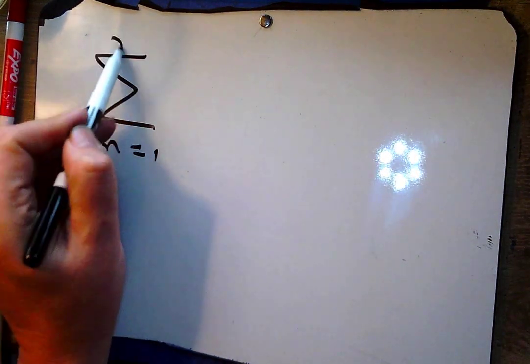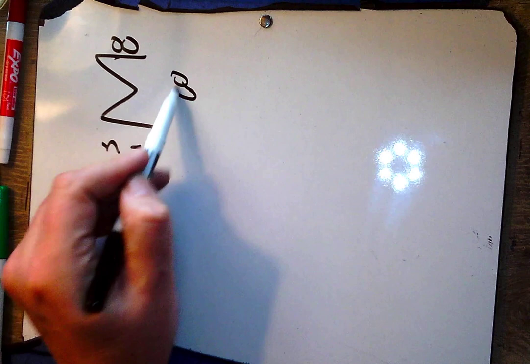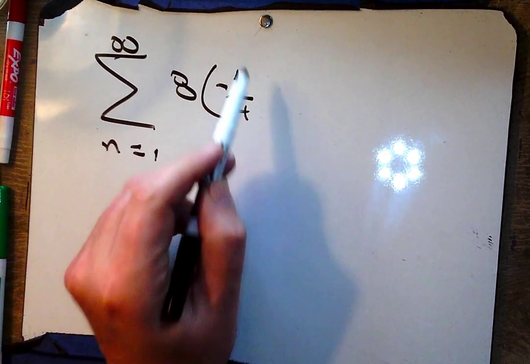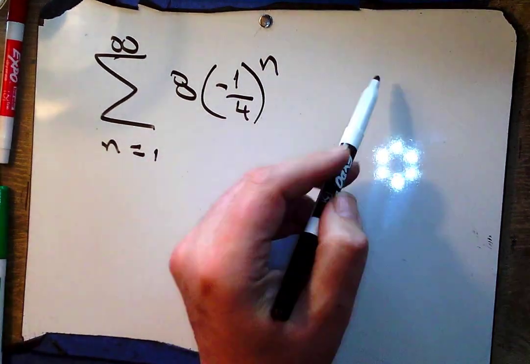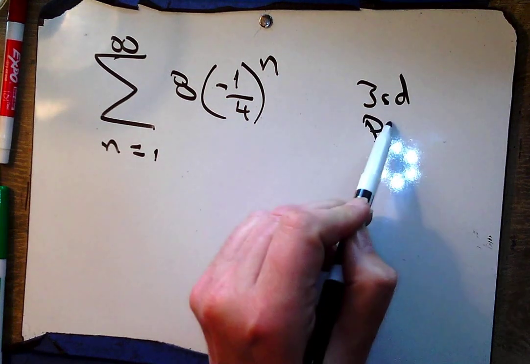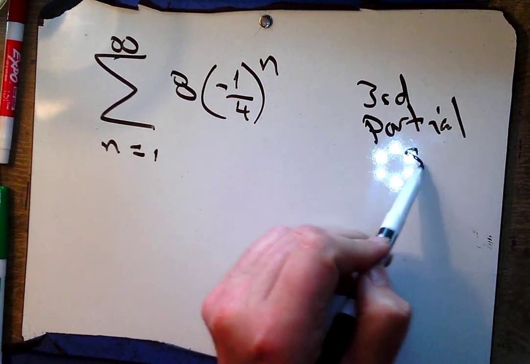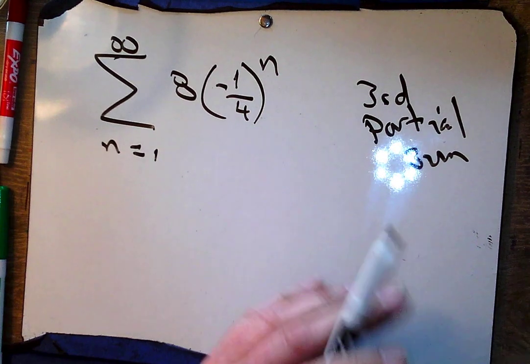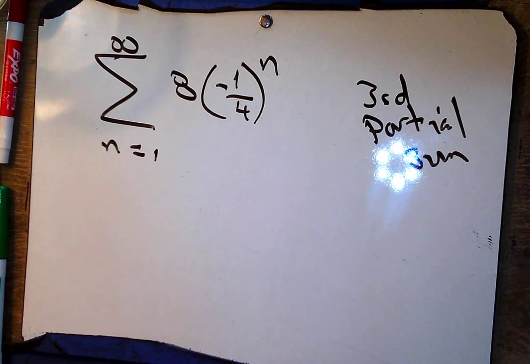So what if, instead of that sigma, we were looking at this sigma? n equals 1 to infinity of 8 times negative 1/4 to the n. And please find the third partial sum. Okay, pause the video, give it a try.